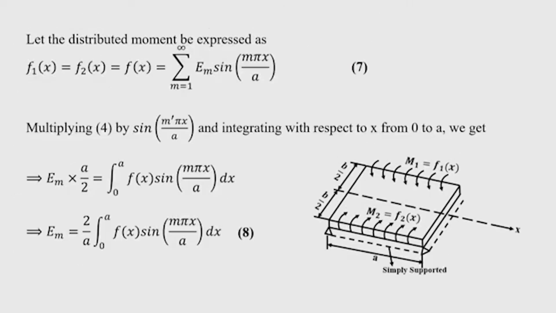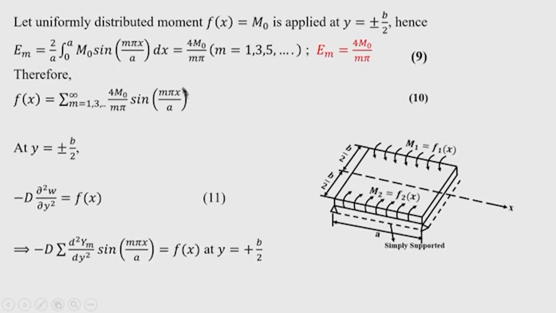That means the moment can be expressed as 4 m naught by pi into sin m pi x by a, plus 4 m naught by 2 pi sin 2 pi x by a, plus 4 m naught by 3 pi into sin 3 pi x by a, and so on. So, the summation will go up to infinity, but you can note that for even integers the function value will be 0. For even integers the function value will be 0. So, therefore, E m will be only 4 m naught by m pi.